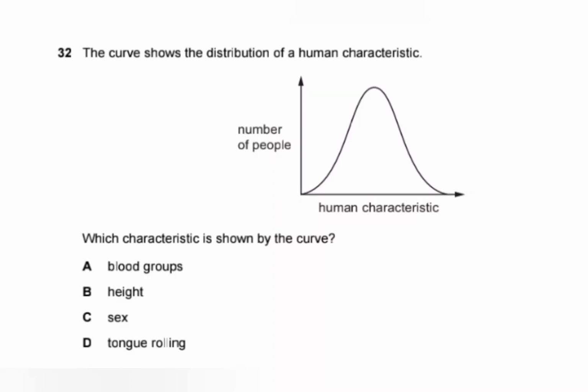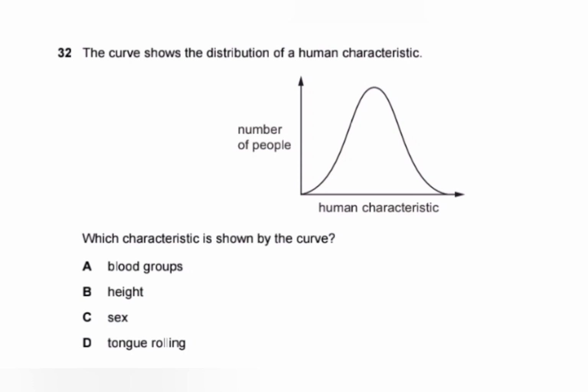Hello viewers, so in this video we are going to look at biology paper 1 revision on different questions. So the question is saying the curve shows the distribution of a human characteristic. So we have on the y-axis the number of people, then on the x-axis we are having human characteristic. So the question is saying which characteristic is shown by the curve.